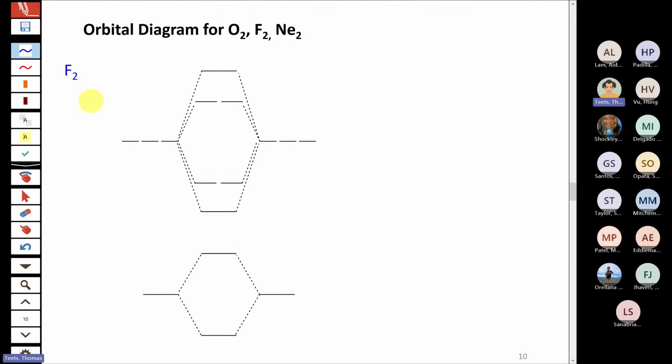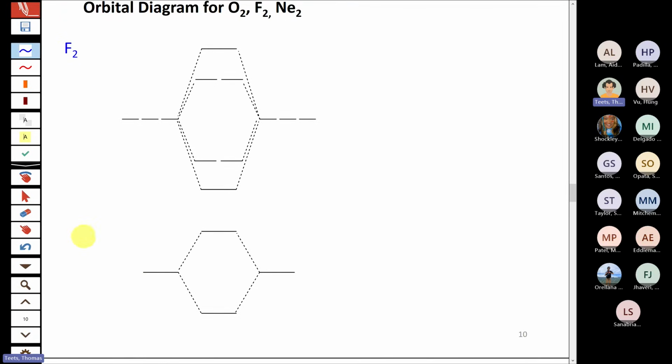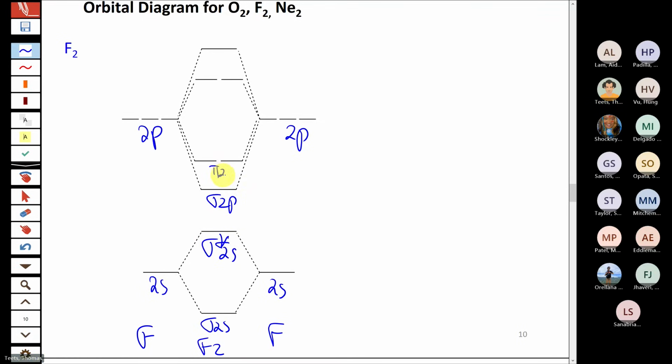So if we go to F2, it's the same exact diagram. So let's just practice doing this now. Again, you don't necessarily have to write out all of these details if you don't want to, once you get familiar with this, but we're going to start with 2s and 2p atomic orbitals from each fluorine atom, and they're going to combine to make molecular orbitals for F2, same exact diagram that we just drew. So the 2s orbitals combine to make sigma and sigma star. Again, the middle part of the diagram is really the important part for you, and then we're going to have sigma 2p, pi 2p, and then pi star and sigma star, the antibonding orbitals up here.